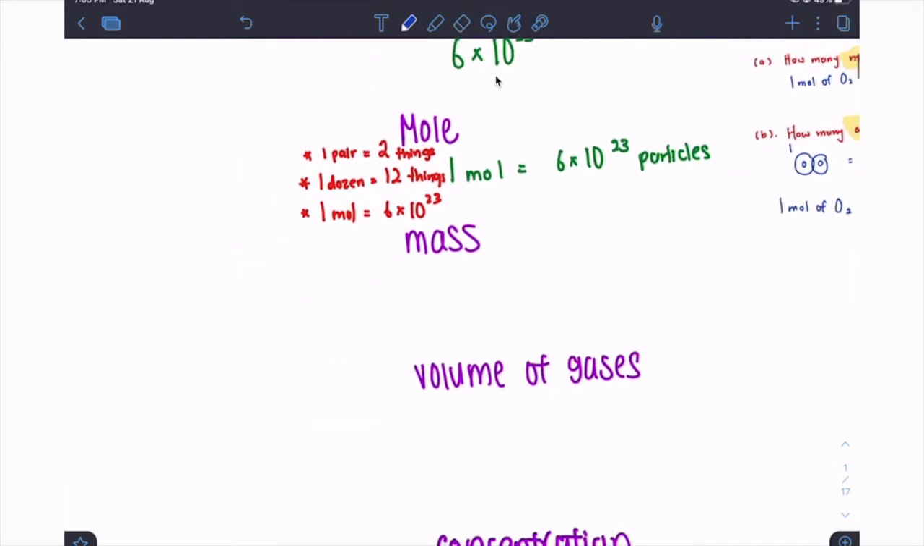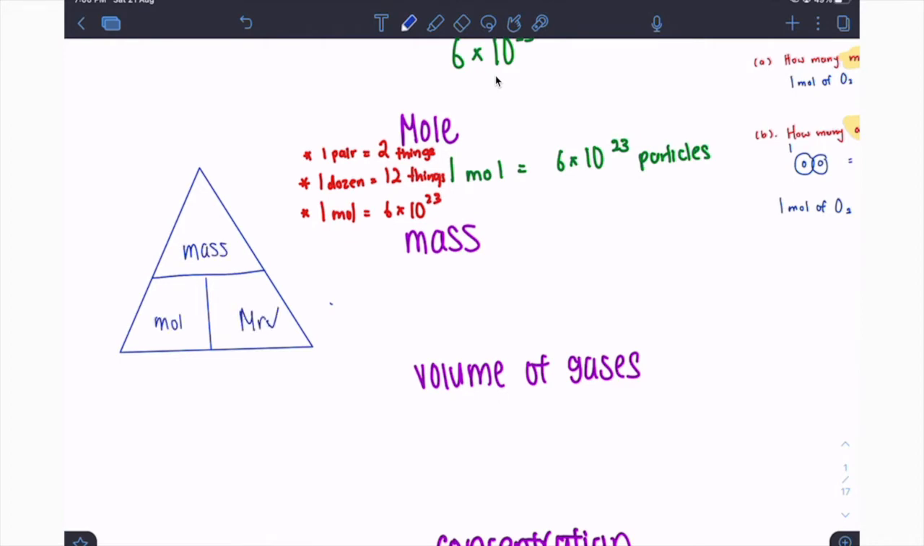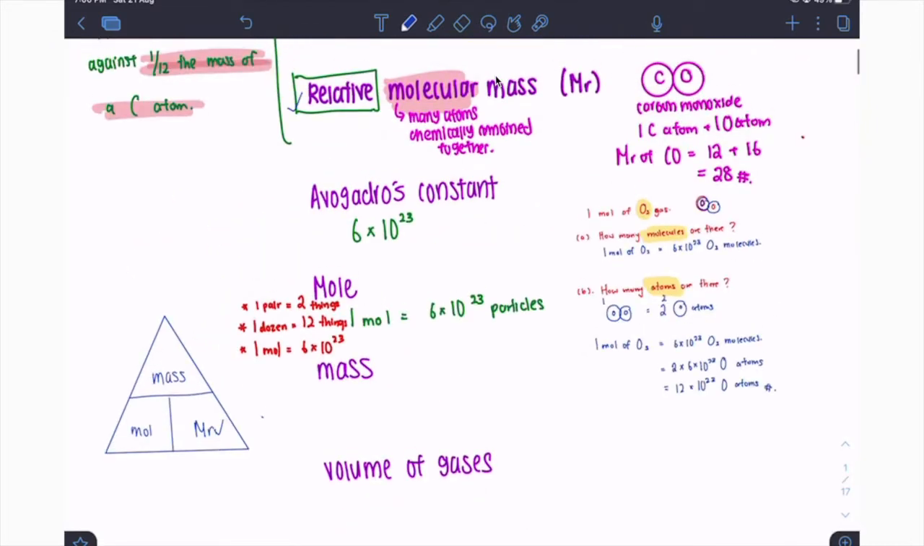So in our triangle, sadly we haven't really come up with an acronym yet. So any of you who have thought of a good acronym, you can let me know so that we can share our knowledge with the rest. Yeah. So in this triangle, we have mass, mole, and MR. The MR here refers to the relative molecular mass.